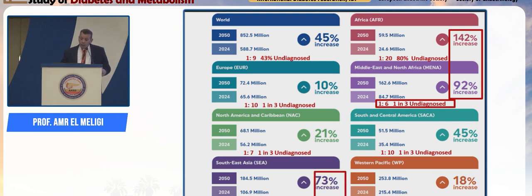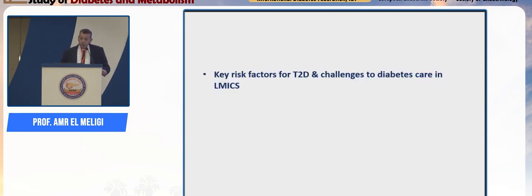In South Asia, the expected rise in people with diabetes from 2025 will be 73%. 80% of people with diabetes in Africa are undiagnosed. In Southeast Asia, 1 of 2 are undiagnosed.